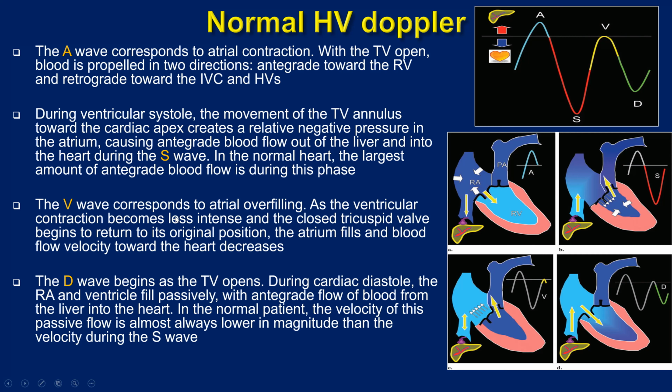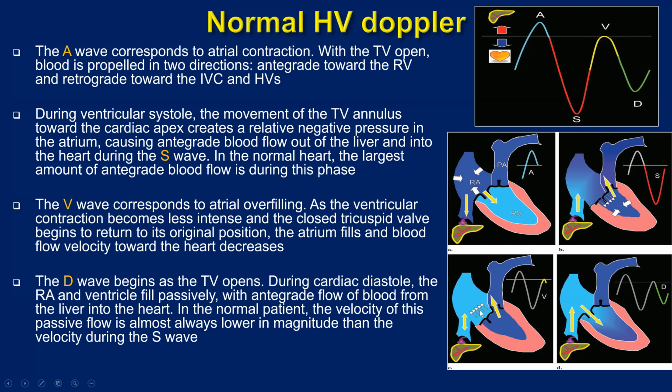The V wave corresponds to atrial overfilling. At this time, the tricuspid valve is closed, and the atria is being filled by blood from the systemic veins. So this is the atrial filling. It is usually very small. The only time you have a big V wave is when we have severe tricuspid regurgitation, as we will see later on.